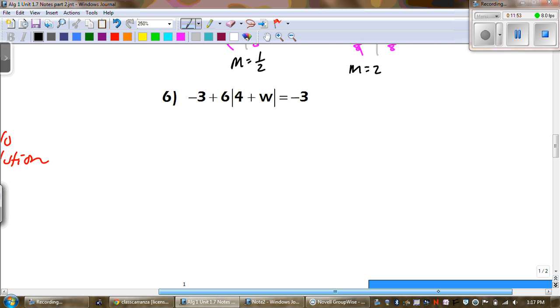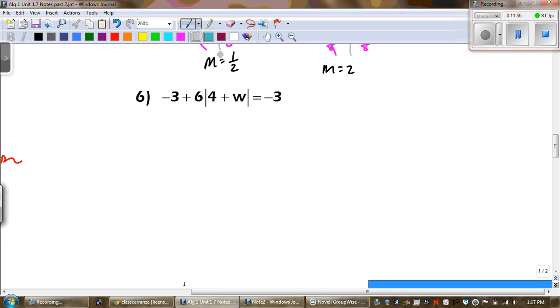All right, moving on to number 6. I want to get that absolute value all by itself. So the first thing we're going to do is add 3 to both sides. Everything inside the absolute value stays exactly the same. We have multiplication right there, so we need to divide both sides by 6.